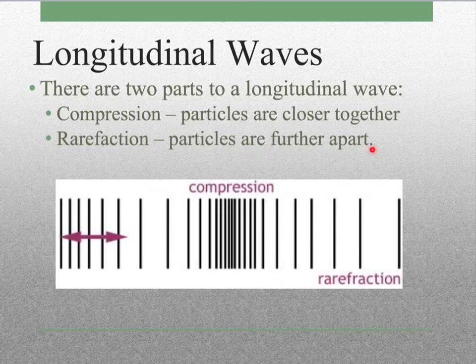Here it's labeled for you. Here there's a lot of space in between our different particles, and so that is the rarefaction area. And here all the particles are really close together, and this is a compression area. Remember, these particles are going back and forth. If this arrow represents the distance that one particle travels, this is going to end up being the amplitude of our wave.